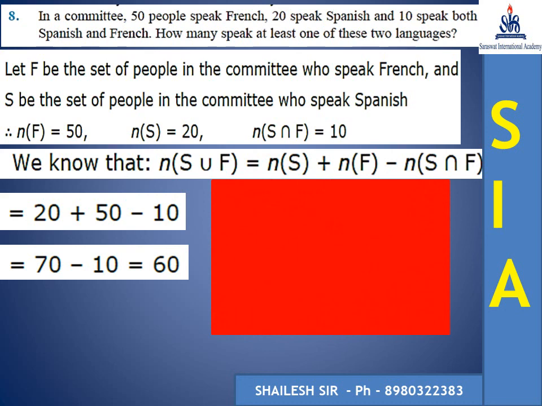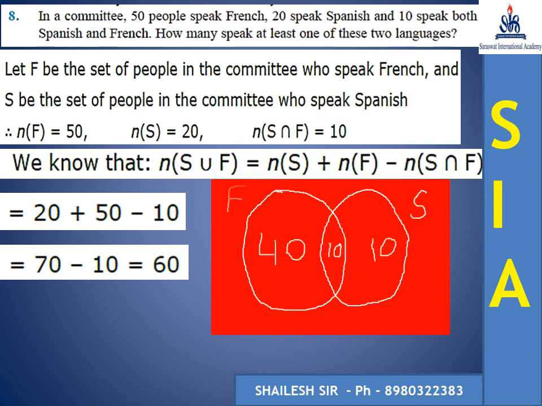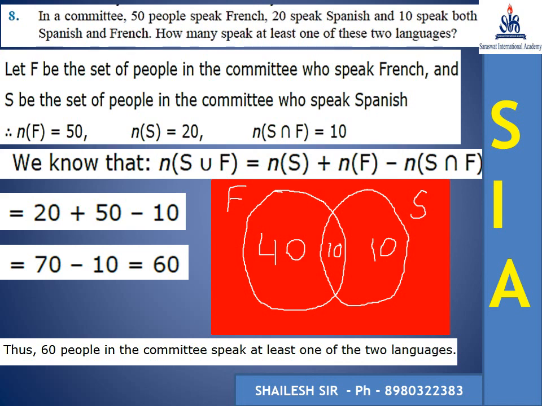Now I go to our Venn diagram. Venn diagram, students, it's very easy. Just draw two circles, N of S and N of F, and plot them systematically. But put the center value first. Center value over here is 10. The remaining are 40 and 10, because French is given as total 50. So I rebalance: 50 minus 10 becomes 40. 40 people like only and only French language. And Spanish is given as total 20. Already I have written 10, so here 20 minus 10 becomes 10. So finally I have the answer: 60 people in the committee speak at least one of the two languages.